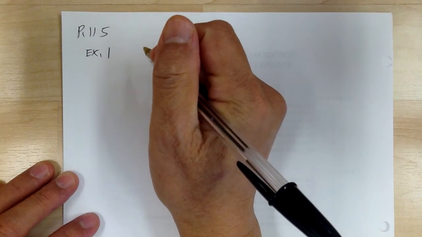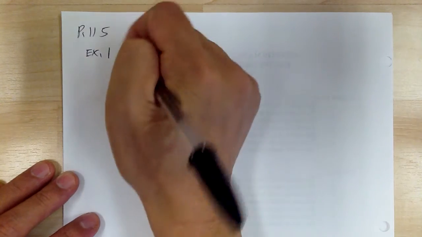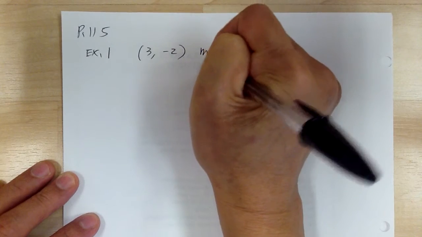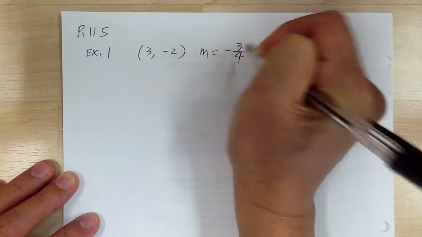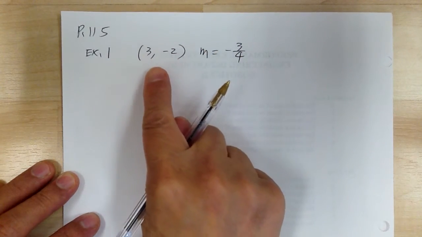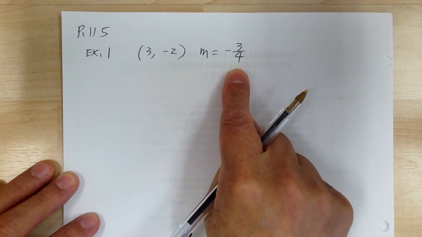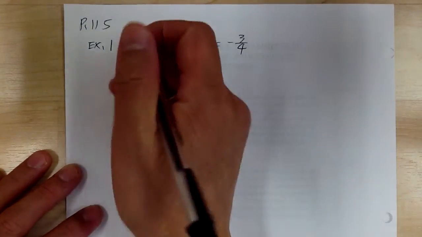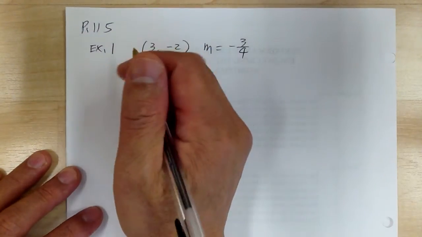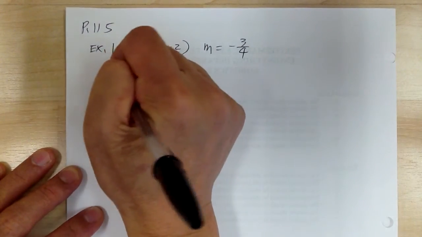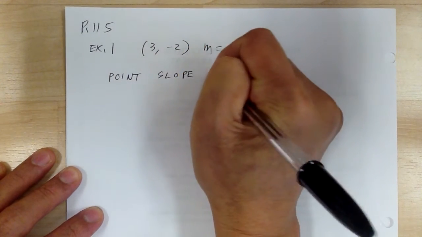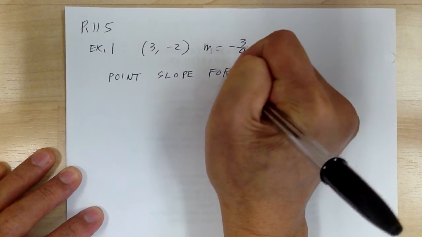It says find the equation in standard form of the line containing the point (3, -2) and has a slope of -3/4. So you have a point and you have a slope. Therefore, you're going to start with the point-slope form. You need to know all those forms. Again, this is from your Algebra 1, Chapter 11. Point-slope form, because that's what you have.